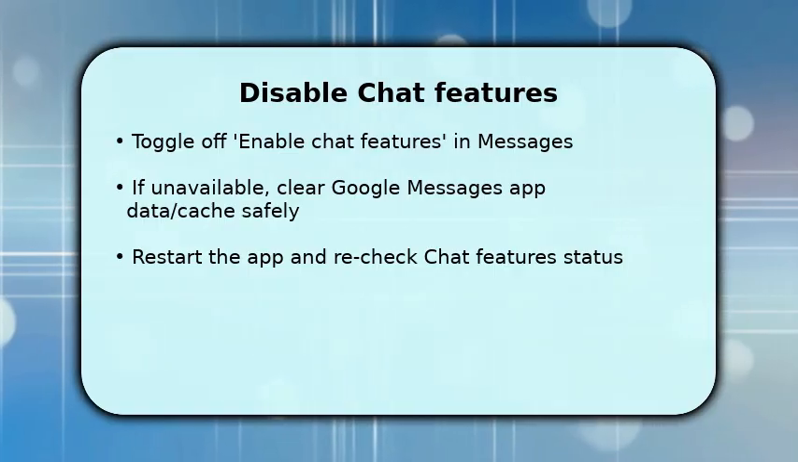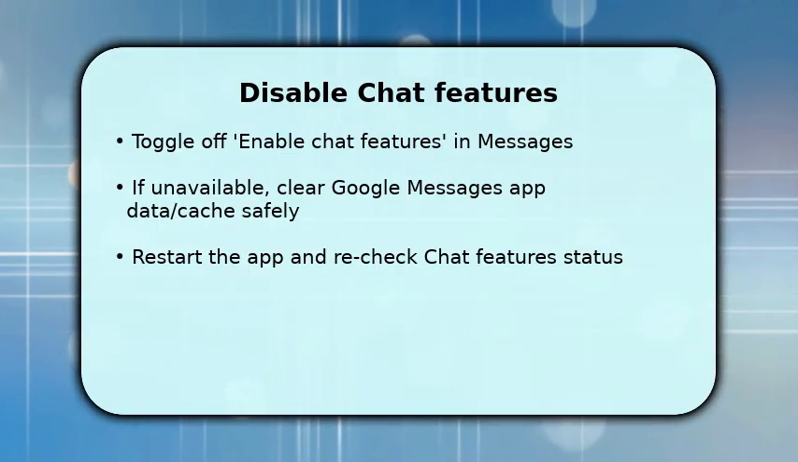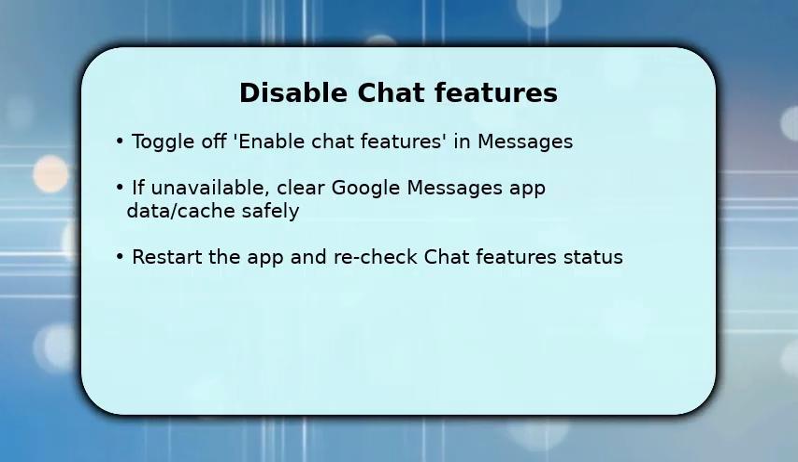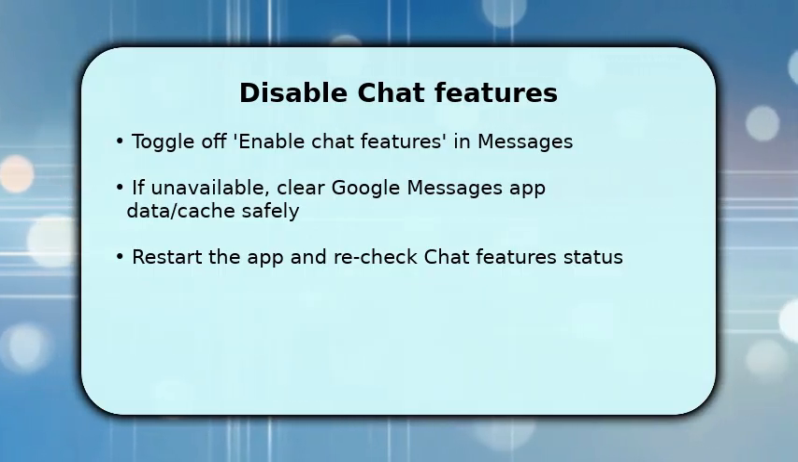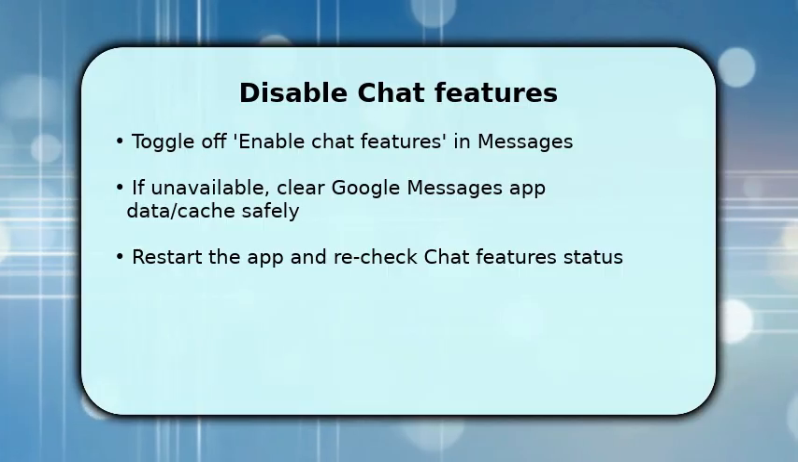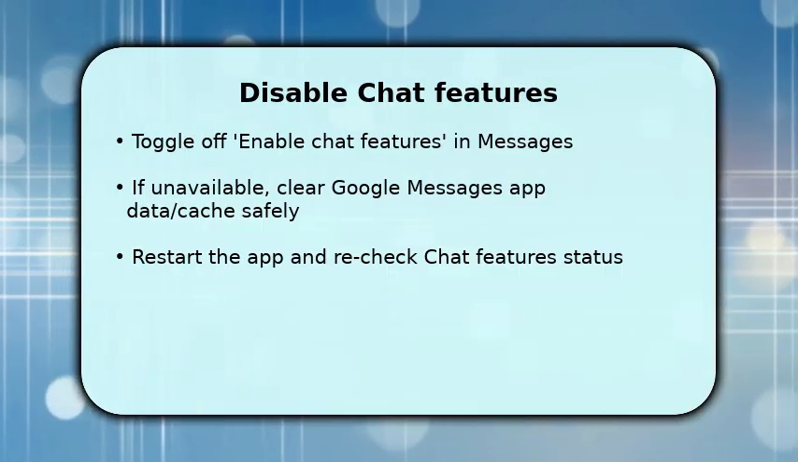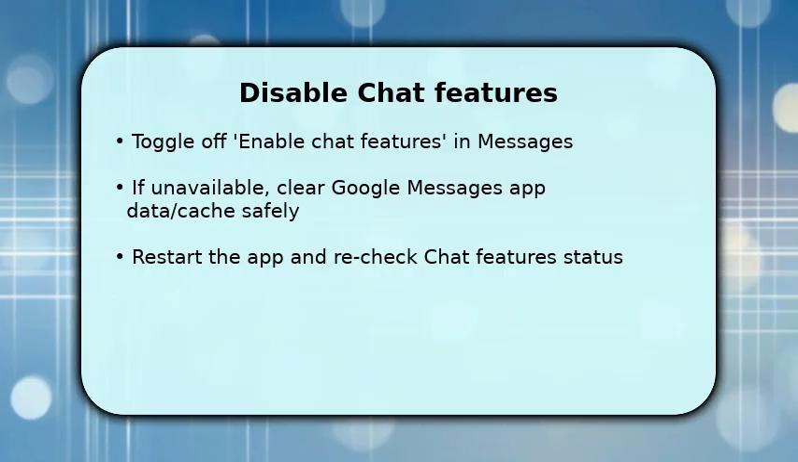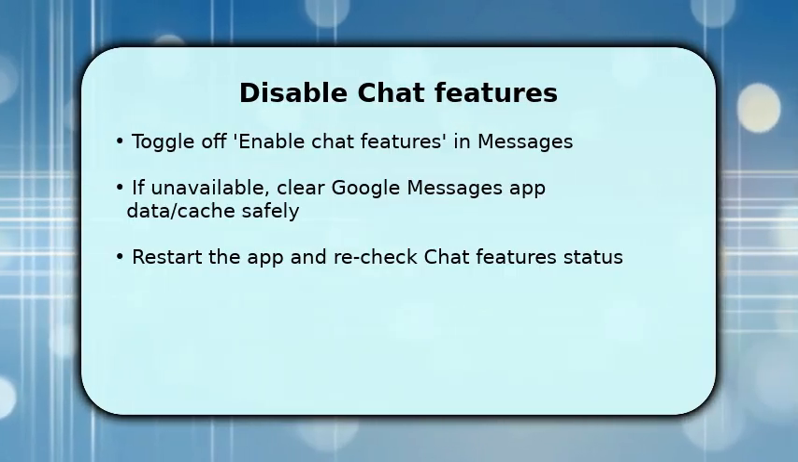If the toggle is grayed out or re-enables, go to Settings, Apps, Messages, then clear cache and, if necessary, clear app data. This resets registration without deleting your carrier SMS. After clearing, reopen Messages, verify the toggle is off, and restart your phone to ensure the change persists across restarts.